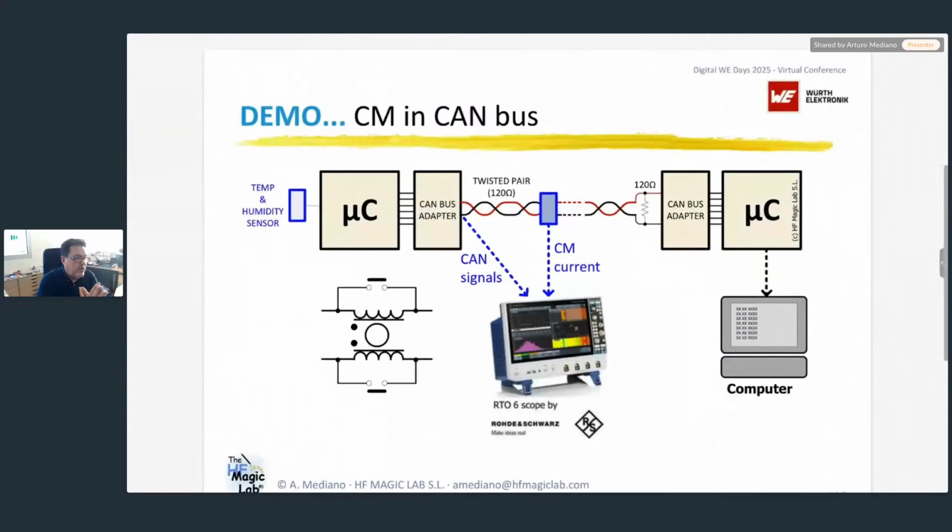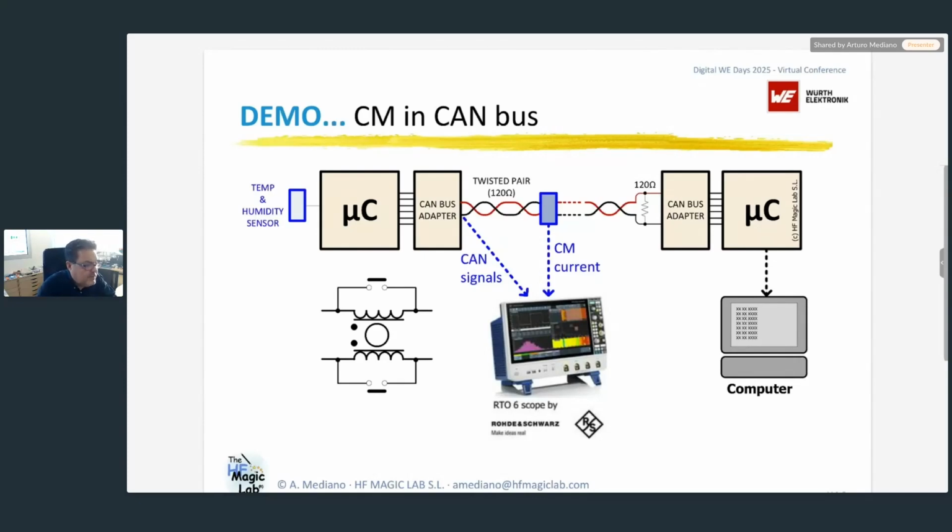So let's try to see how we will be doing the demo. In my demo, we don't have a lot of time. I will be using a humidity and temperature sensor that will be read by a microcontroller. And we send, using a CAN bus adapter, a signal over some centimeters in length, 1 meter more or less, because it's a small setup on top of the table, using a twisted pair that is 120 ohms in characteristic impedance. Remember, this is a quasi-differential signal. This is not a totally differential signal. CAN is a protocol that is quasi-differential, and we have a 120 ohms characteristic impedance. It's a uniform transmission line.